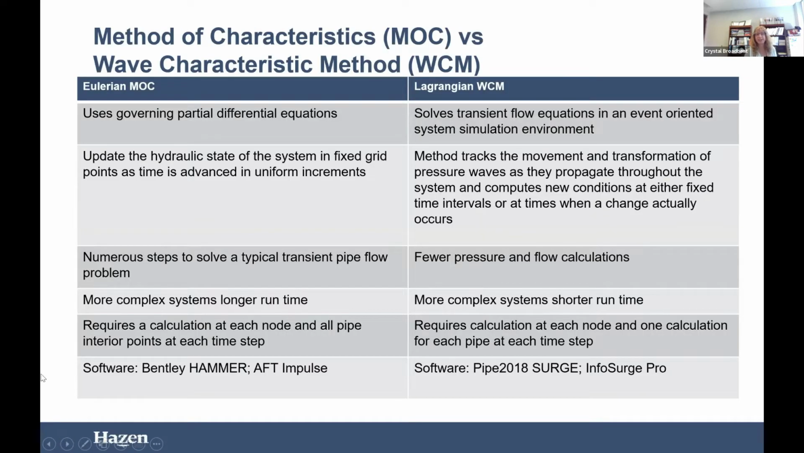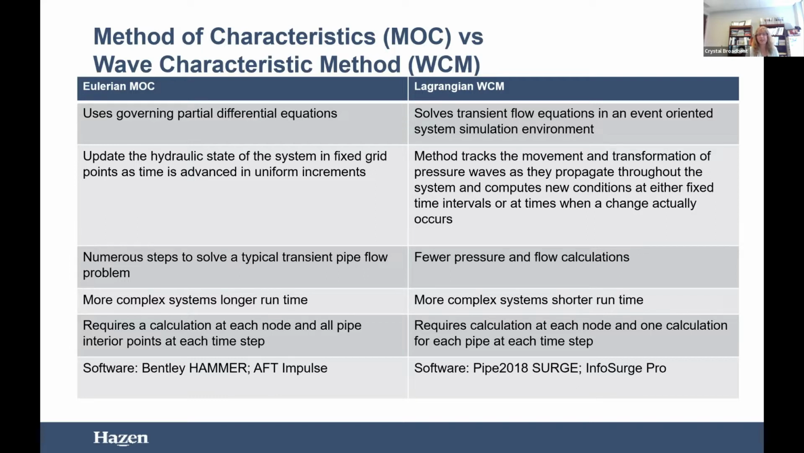Now, when we get into transients, there are two main methods right now to solve transients. One is called the method of characteristics, the MOC, and the other one is the wave characteristic method. So you have the Eulerian, which is the MOC, and then the Lagrangian method. The Eulerian uses a lot of partial differential equations. It updates the hydraulic state of the system in a kind of fixed grid system as time advances in uniform increments. It takes numerous steps to solve transient pipe flow, so for very complex, large water distribution systems, it will take a very long time to run. It requires calculations not just at the nodes, but at all pipes' interior points inside the pipes. A couple of software packages that do this are Bentley Hammer and AFT Impulse.